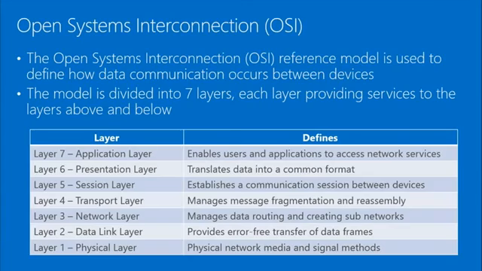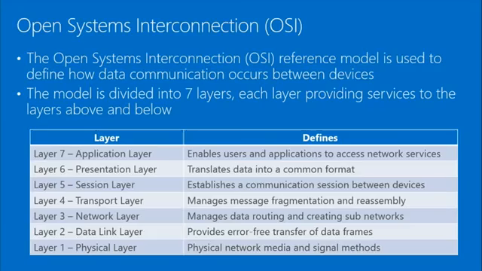Now let's talk about the OSI, Open Systems Interconnection. This is what makes network communication possible. The model is divided into 7 layers, and each layer provides services above and below it. Let's take a look at these layers. We're going to talk more about them later, so we're just going to give brief overviews here.